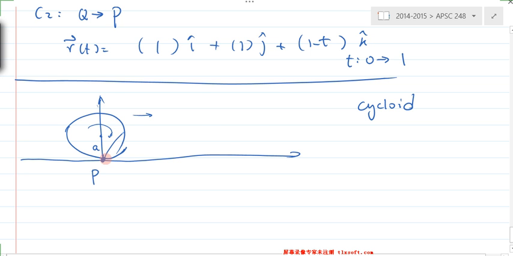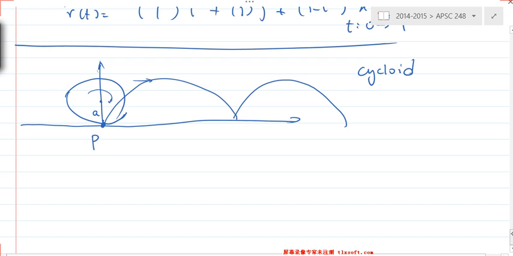So you're going to trace out something like that as a cycloid curve here. The question is, what would be the parametric equation describing this cycloid curve? I probably don't have time to solve everything here, but I'll just give you some hints. You can look at the lecture notes just for fun.